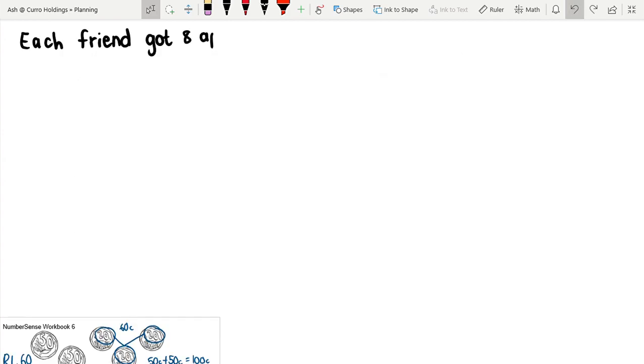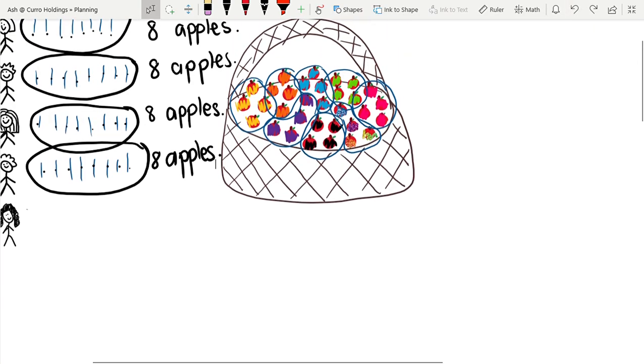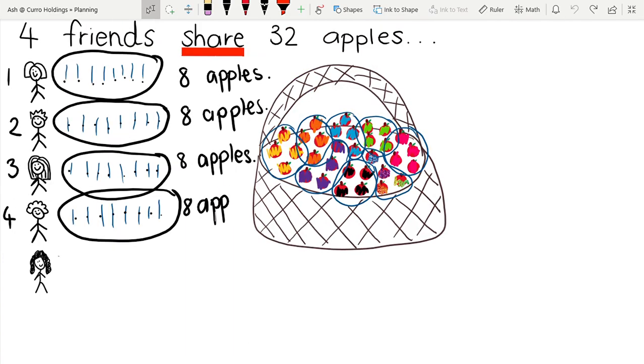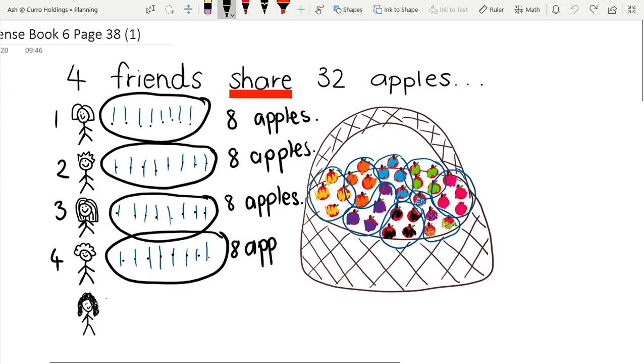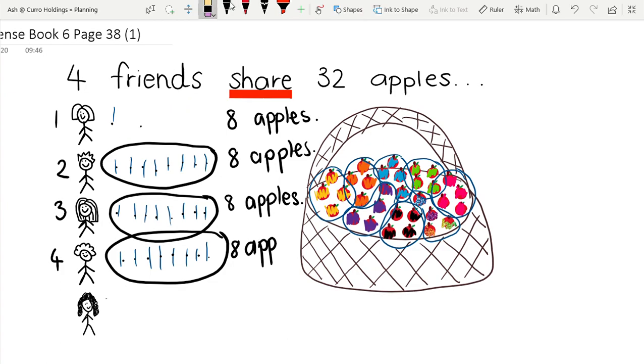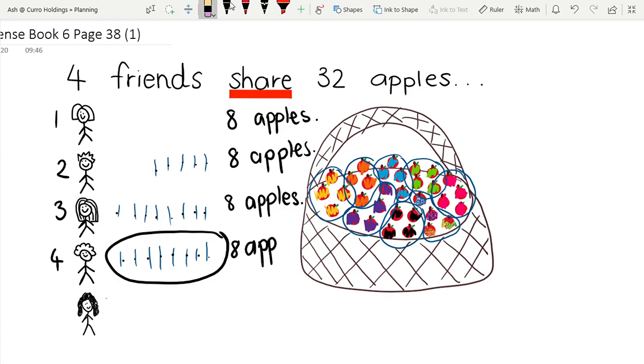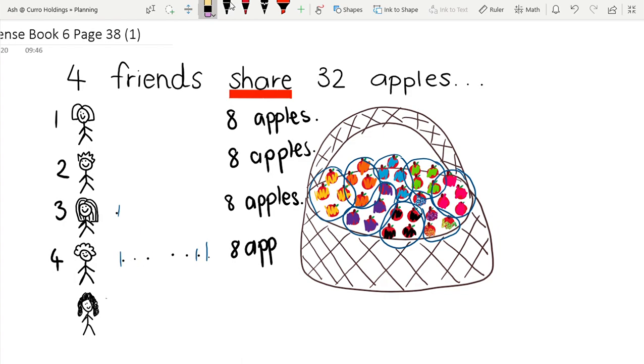Then, if you notice, Miss Foley had another little friend at the bottom that didn't get those 8 apples. Oh my word, I'm trying to erase this. So because our next sum says 5 friends share 32 apples. So here comes along our new little friend.